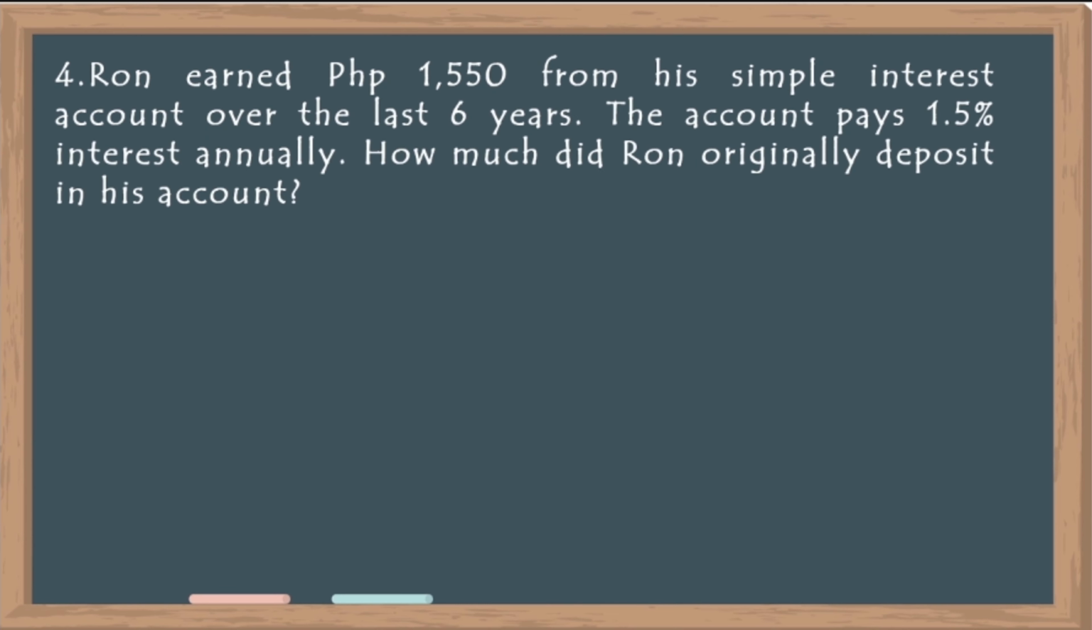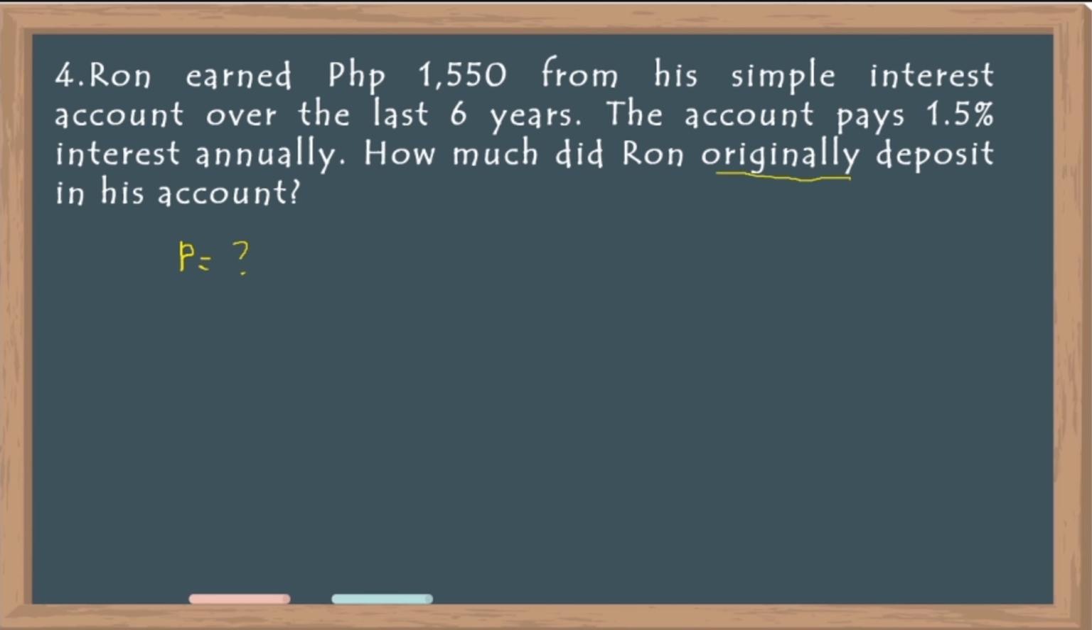Okay? Number 4, Ron earned 1,550 from his simple interest account over the last 6 years. The account pays 1.5% interest annually. How much did Ron originally deposit in his account? Okay? So, ano po ang pinapahanap sa atin? So, sabi niya, pinapahanap sa atin the original deposit. So, ibig sabihin, iyan po yung P. No? So, iyan ay ang hinahanap natin, yung principal amount.